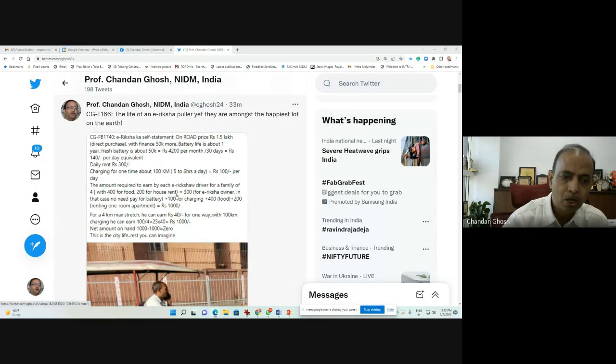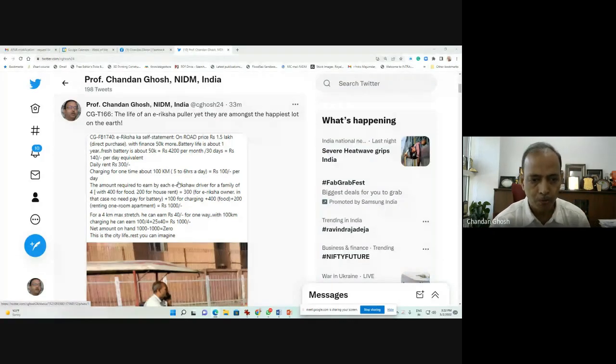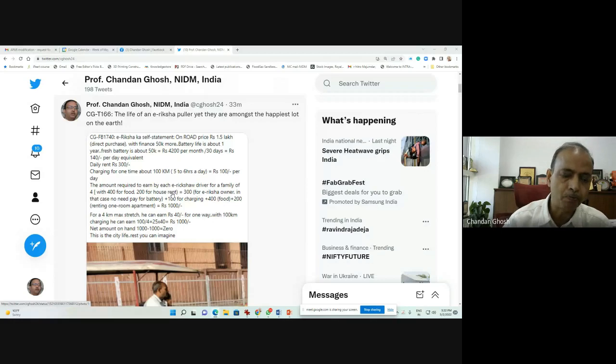And minimum 6,000 to 7,000 rent, because no one who comes from villages, nearby villages or another state can afford to have a house of their own in a city like Delhi. So 400 minimum for food, and then 200. So the amount required to be earned by each rickshaw puller is on a rental basis.